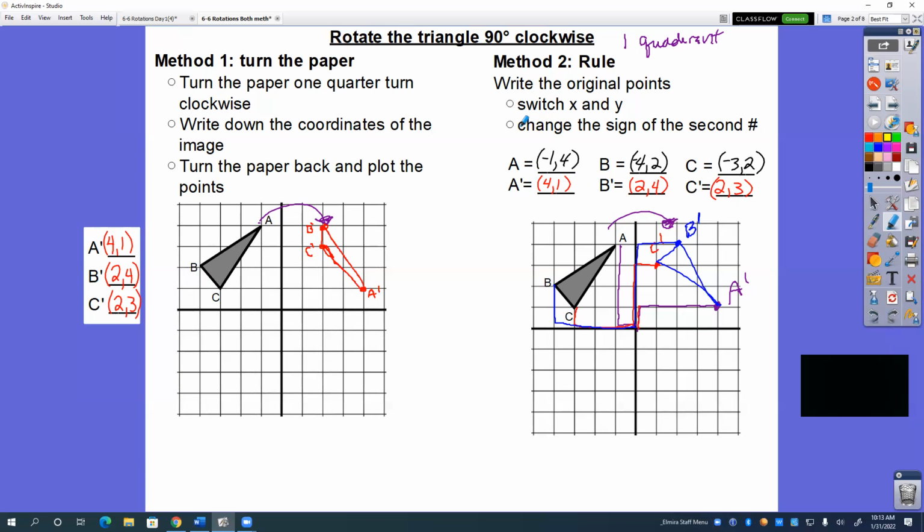Okay, and then the rule is switch your X and Y coordinates. Okay, so you're going to switch them around and then change the sign of the second number. So -1, 4 would then become 4, -1, and change it to positive 1. So 4, 1, the new coordinates would be 2, 4, and C prime would be 2, 3. And as you can see, we draw them in. Okay, and we have them correct.